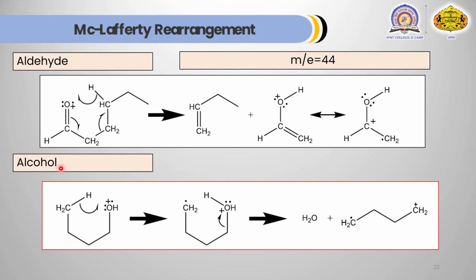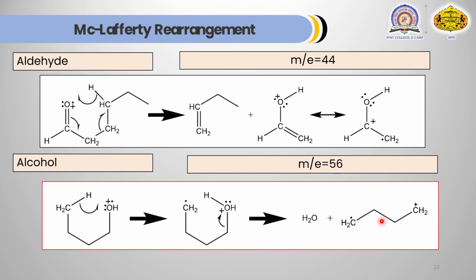In the case of alcohols also, this McLafferty rearrangement is possible. Abstraction of the gamma hydrogen takes place. This is a cation radical, and finally you will get this as a cation radical, and its mass to charge ratio is 56. This means that when this molecule is introduced in the mass spectrometer, we get a peak at 56 for the formation of this cation radical or this fragment.